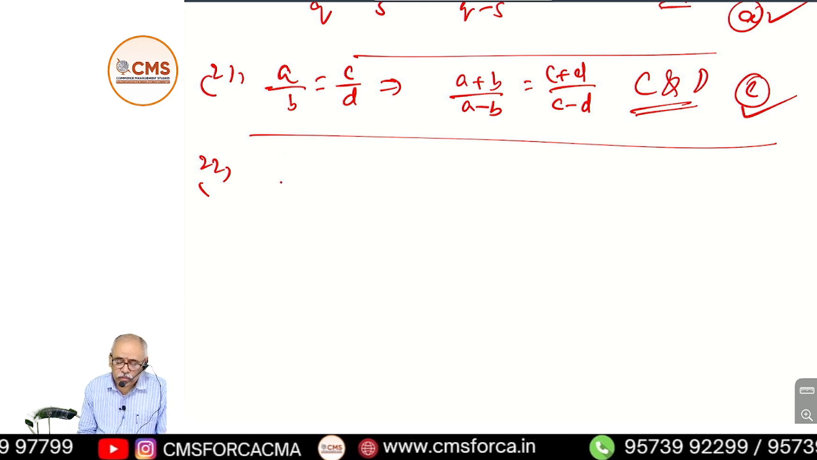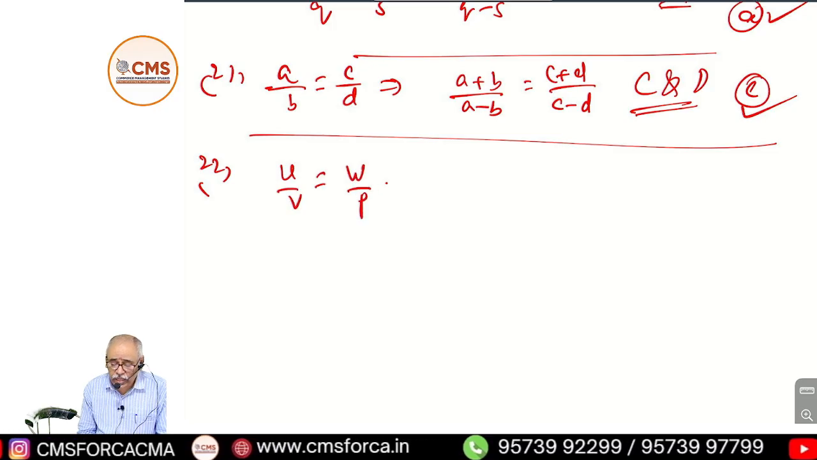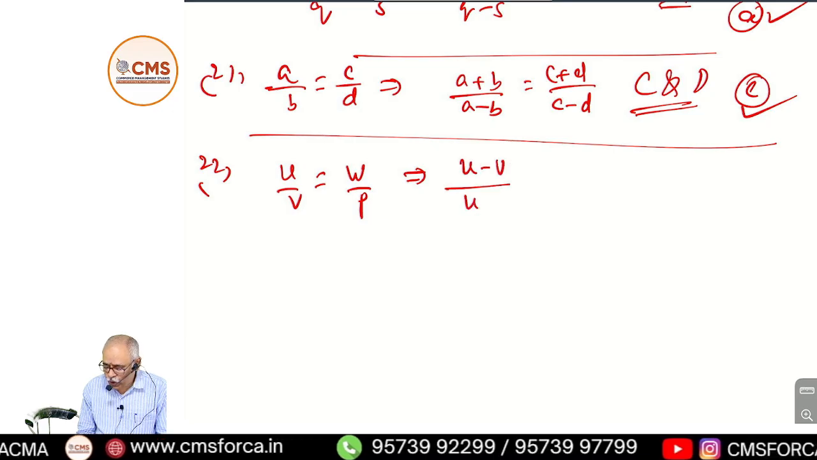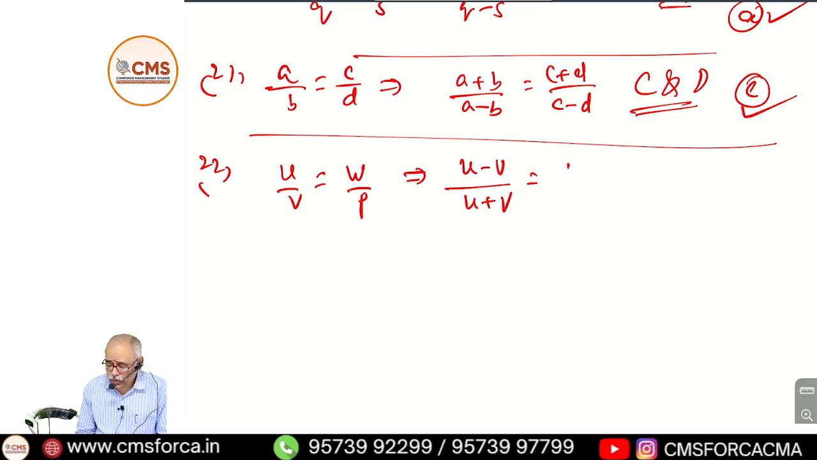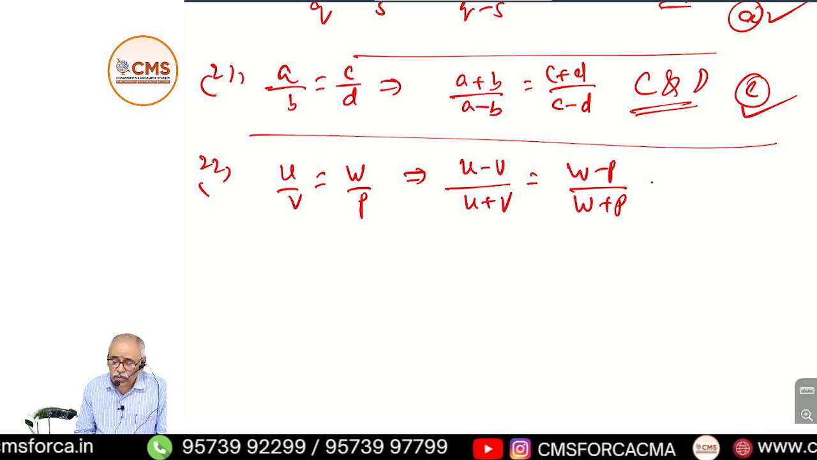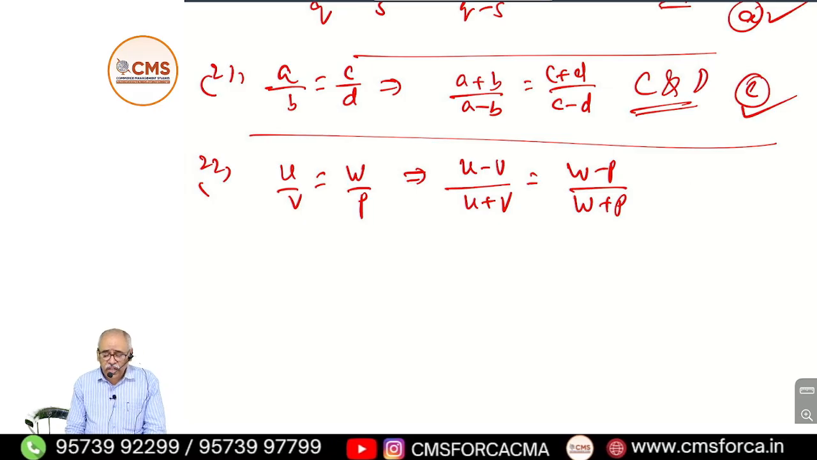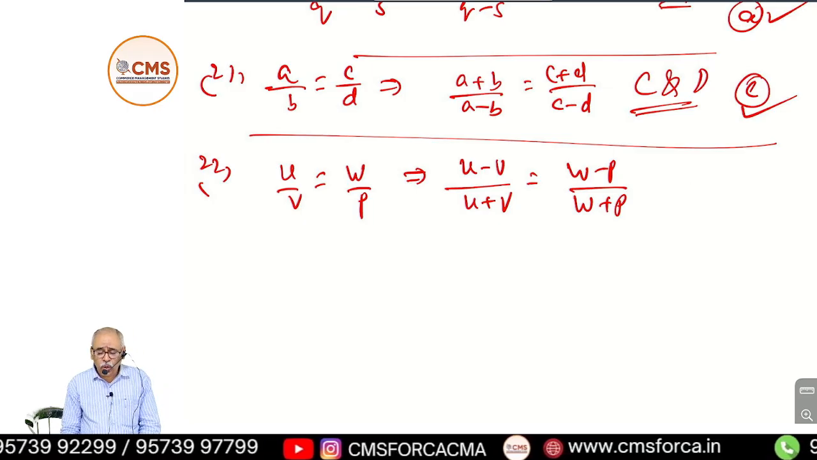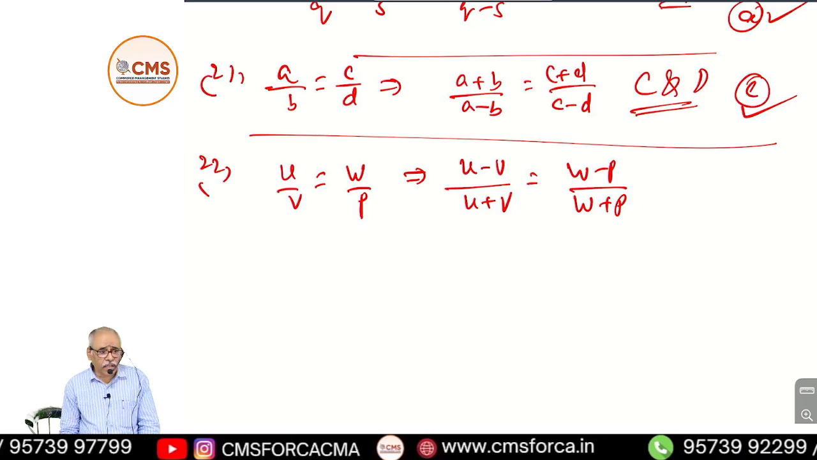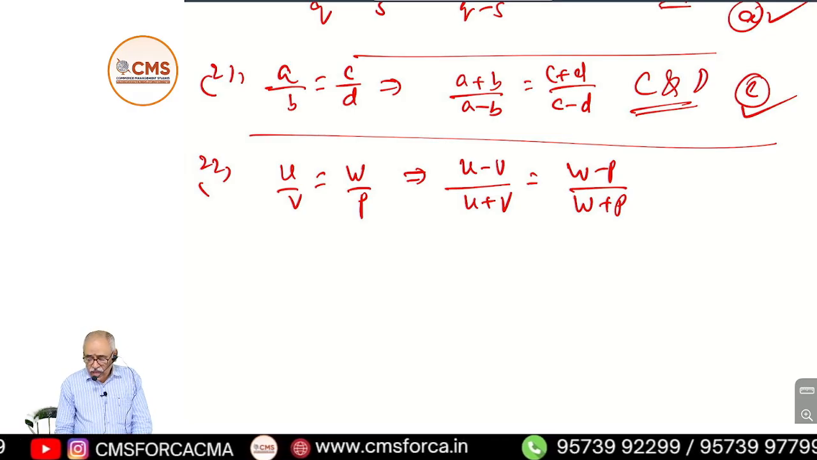22. If u by v is equal to w by p, then u minus v by u plus v equals w minus p by w plus p. This process is called invertendo? No. Alternando? No. Addendo? No. What is the last one? None of these. Actually, what happened?